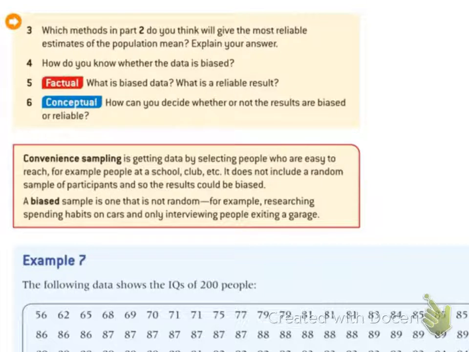What is biased data, I guess? If you're looking at number 5 there, it's asking us what biased data is. Biased data, I think, would be data that you tend to lean towards or favor, right? Bias means to be favoring something, or favoring or being against something. And can that be a reliable result?